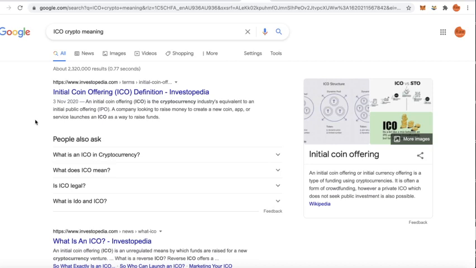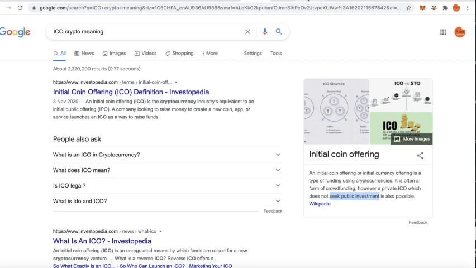So that's the ICO, initial coin offering, which is equivalent to the stock market, where you have companies looking for the public to invest in, which is what you'd see in the stock market as an initial public offering, so IPO.